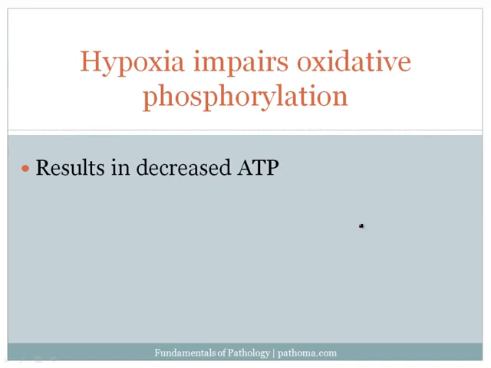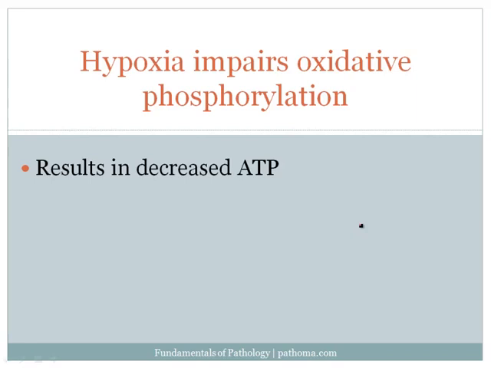The key consequence is that it impairs oxidative phosphorylation. I've already told you prior, and we can repeat this here, oxygen is necessary as the final electron acceptor in the electron transport chain. Low oxygen will result in low ability to generate ATP, and low ability to generate ATP will result in cell injury because ATP is a necessary energy source for cells.